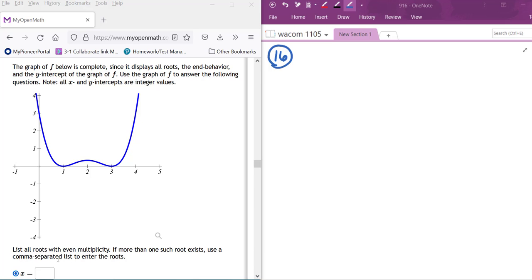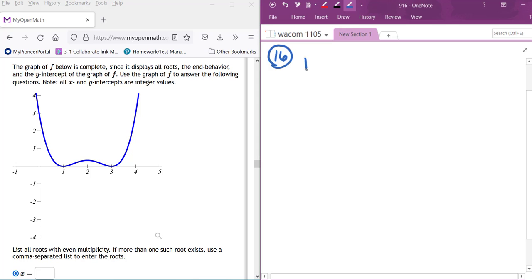It says list all the roots with even multiplicity. All right, so looks to me like we have 2 roots, and both are going to have even multiplicity because it touches and turns around. It does not cross through the x-axis. So 1 and 3 are going to be our zeros. They're using the term root this time. So these are our roots, and they're going to have even multiplicity.